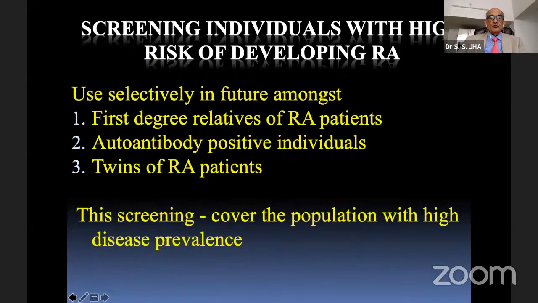Now, use selectively in future amongst first-degree relatives of rheumatoid arthritis patients. So your question must include this: autoantibody-positive individuals, twins of RA patients, and sometimes you can go for screening to cover a population with high disease prevalence.